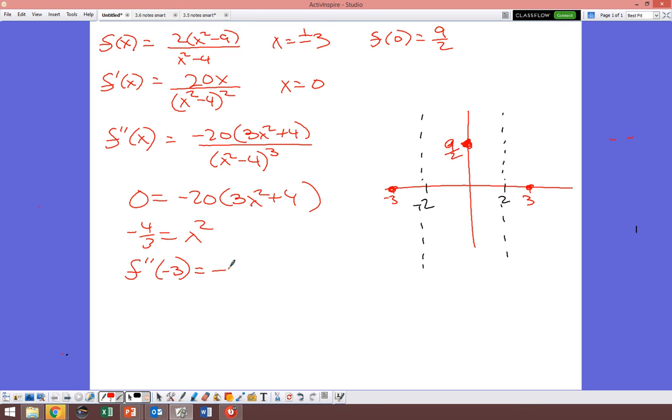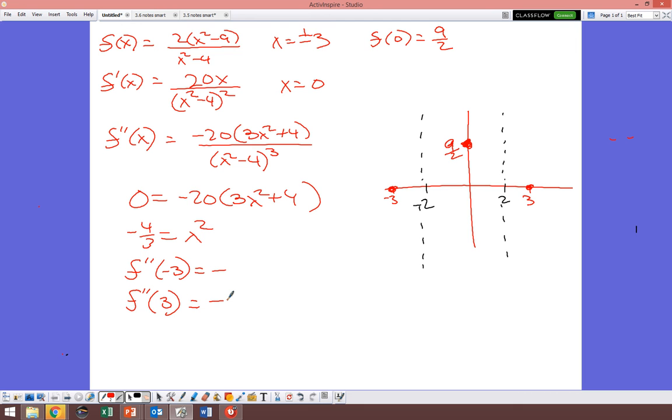What do you think is going to happen at my positive 3? Concave up? Let's see. f double prime of positive 3. The top is still going to be negative, and the bottom is going to be positive. So it's negative, so that tells me it goes down as well. Okay, they're both the same.